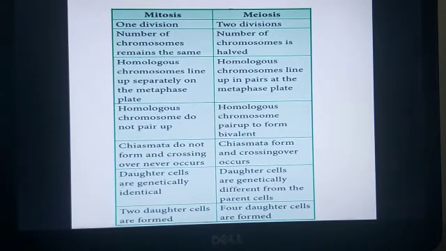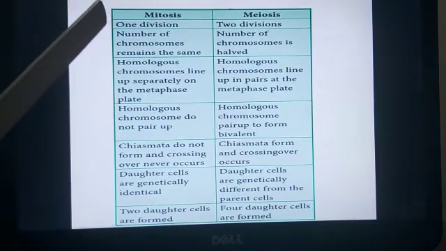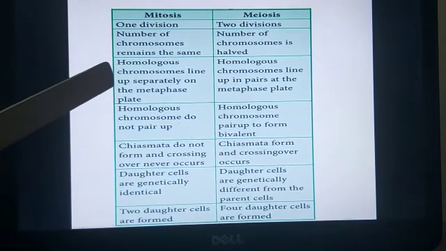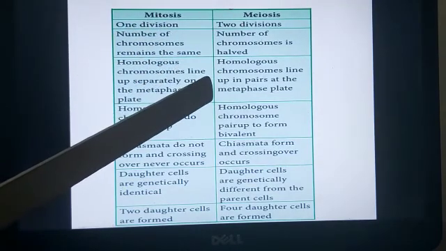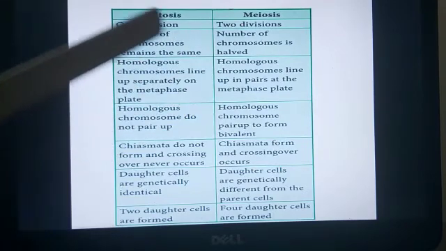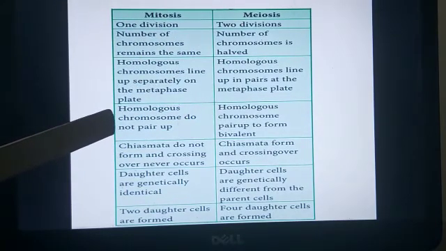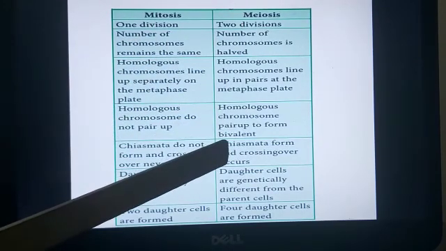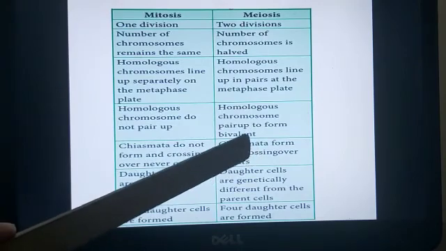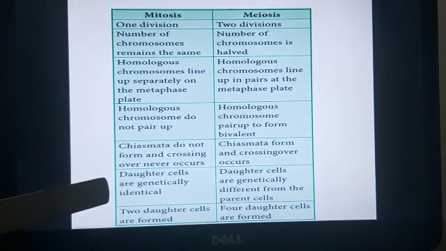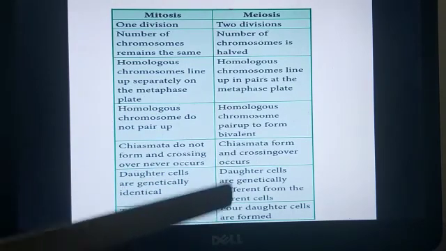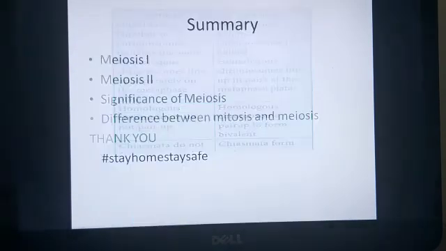Now quickly let us see the difference between the mitosis and meiosis. Mitosis: single division; meiosis: 2 divisions. Number of chromosomes remains same; number of chromosomes is halved. Homologous chromosomes line up separately in metaphase; homologous chromosomes line up in pairs in metaphase. Homologous chromosomes do not pair up; bivalent structure is seen in meiosis. Chiasmata is not formed; chiasmata is formed. Crossing over is not there; crossing over is there. Daughter cells are genetically identical; daughter cells are different from each other. 2 daughter cells are formed; 4 daughter cells are formed. So there is a difference between the mitosis and meiosis.